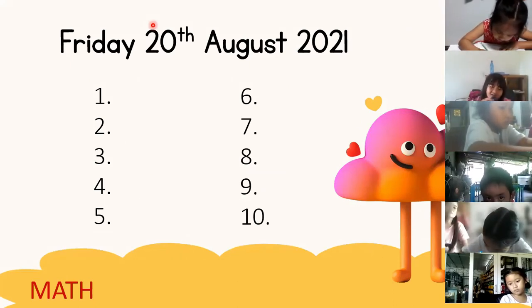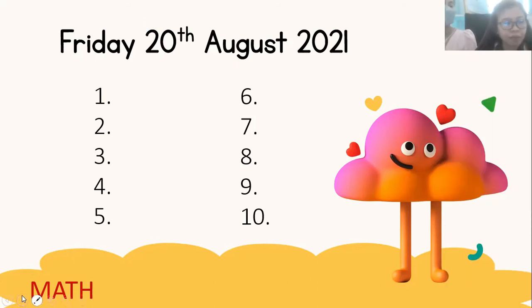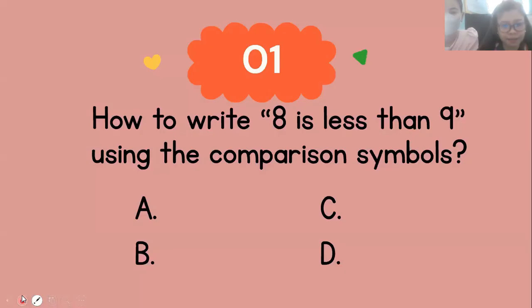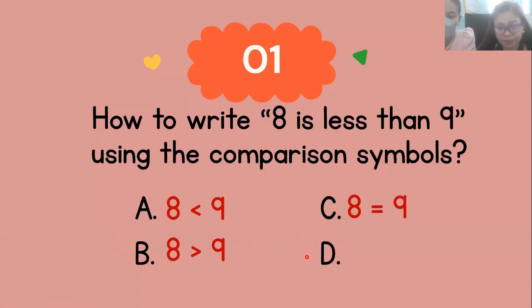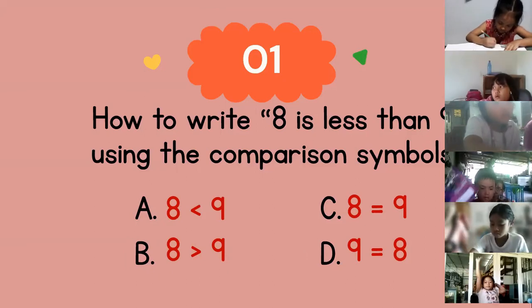All right. Number 1. The same as what you did for the science, you just have to write the letter only, the letter of your answer, okay? All right, number 1. How to write 8 is less than 9 using the comparison symbols. If you can still remember, we have the greater than, less than, equal to comparison symbols, okay? So how to write 8 is less than 9? A, B, C, D. Done? Write the letter only, okay? Okay. Number two.